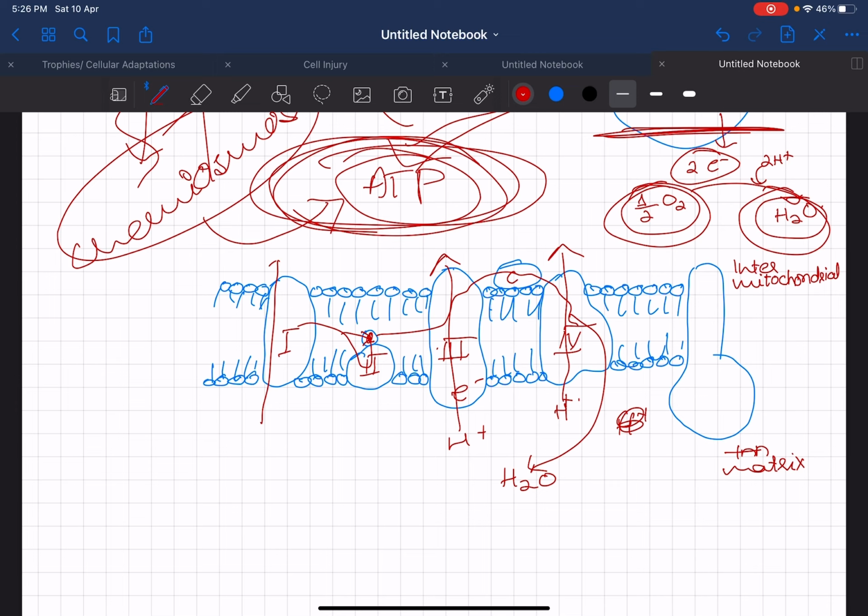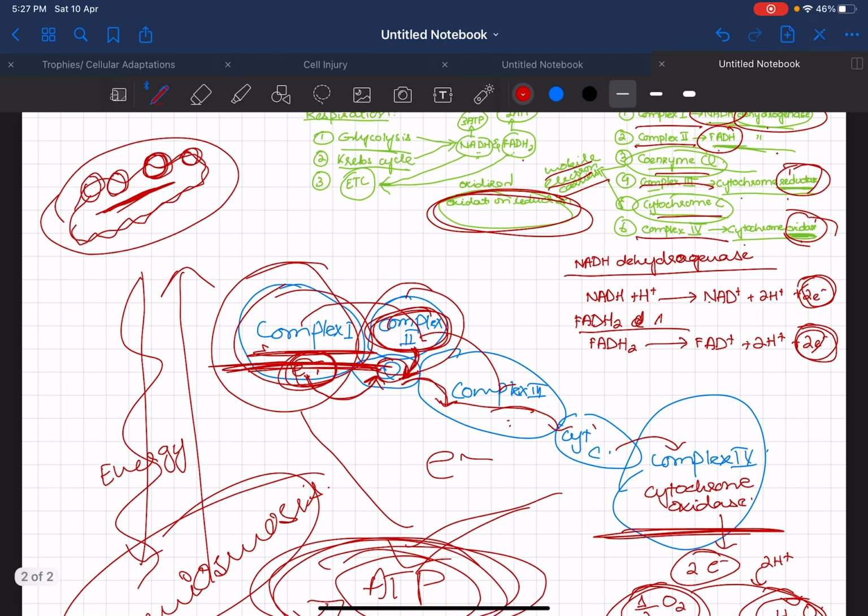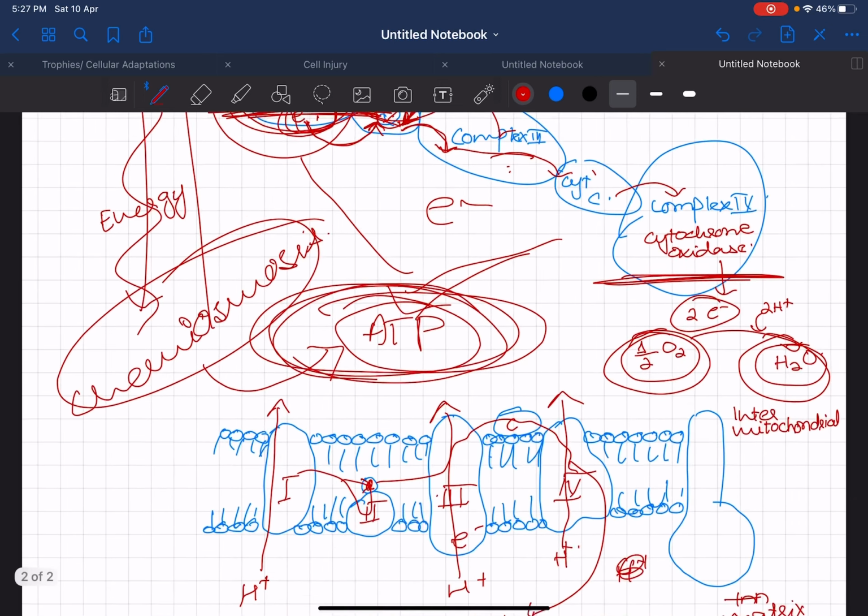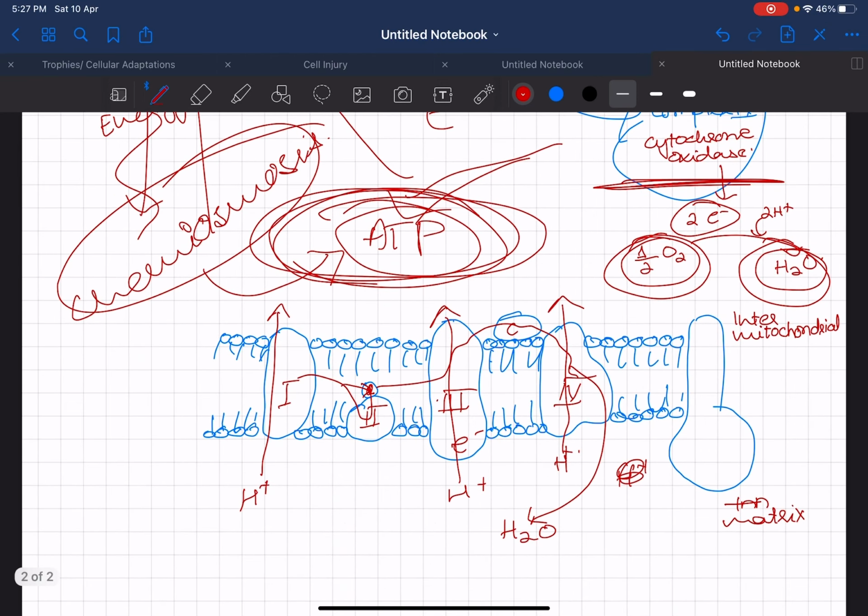Okay, complexes 1, 3, and 4 are going to be pumping the hydrogen ions. Complexes 1 and 2 are dehydrogenating and producing the electrons, while complex 2 simply passes them on to coenzyme Q. So their pathway is the same, and we just remember this for complex 1. While for complex 2, if the FADH2 is being oxidized, then it is being utilized, so that is not involved in the pumping of hydrogen ions.